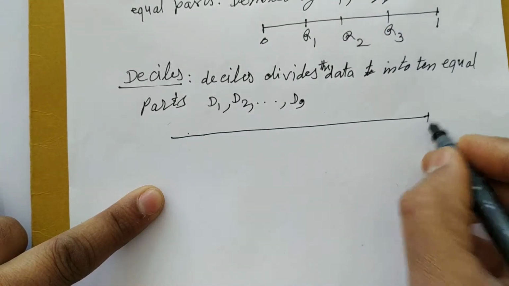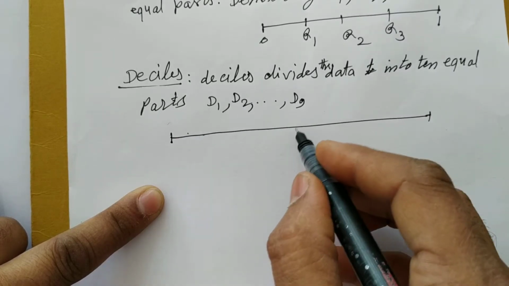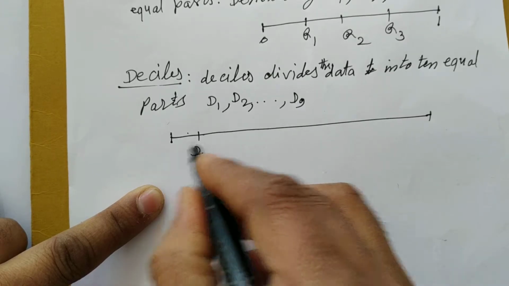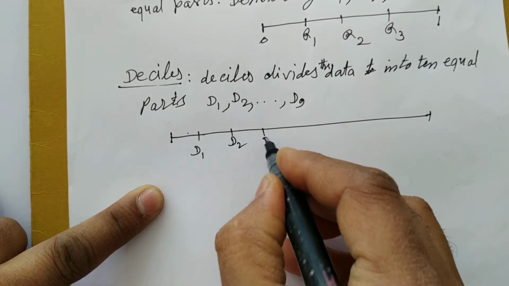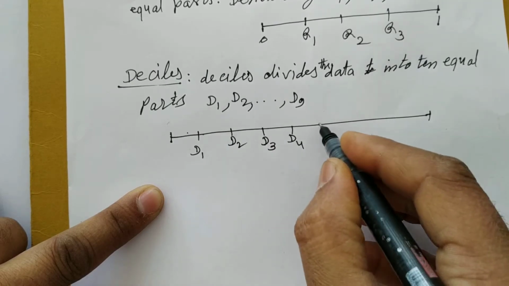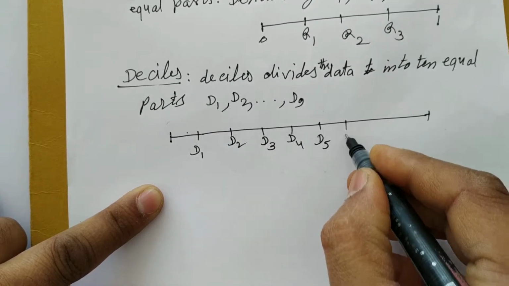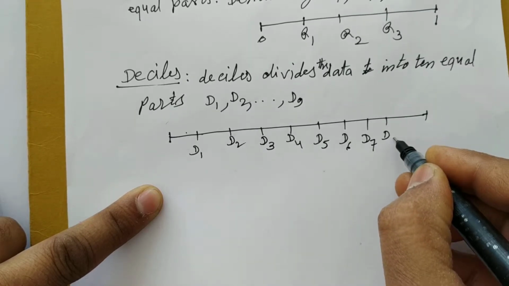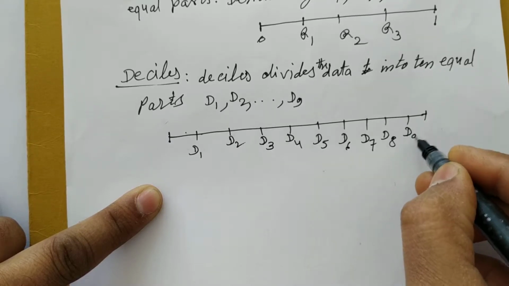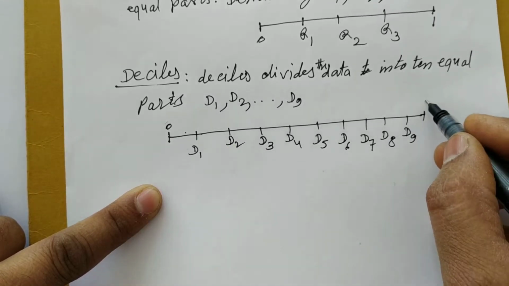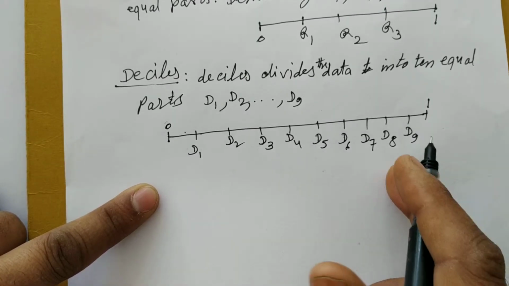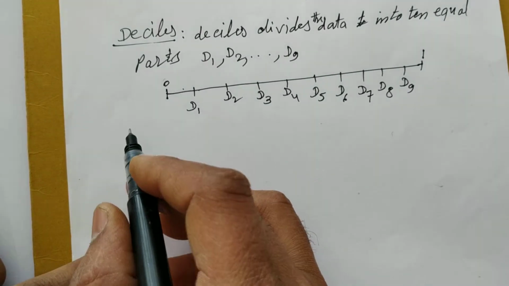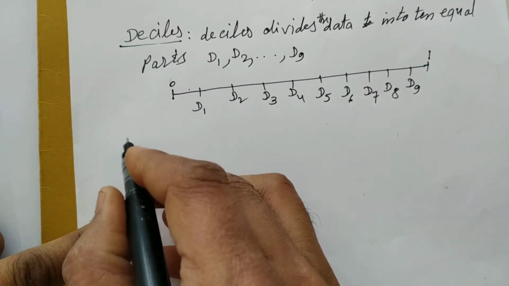By figure we can define this is D1, D2, D3, D4, D5, D6, D7, D8, D9. This is 0 to 1. Total data is divided into 10 equal parts. So similarly we can define percentiles.